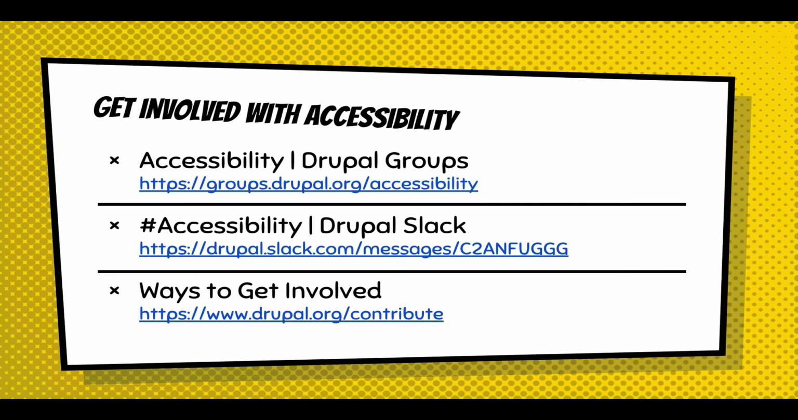So you can get involved with accessibility. There's a group on Drupal.org. There's a Slack channel that's very active. And with every Drupal person, you can just get involved in Drupal. If you're just starting out, accessibility might not be your cup of tea. And there's a main page, the contribute page on Drupal.org, where you can see different ways to get involved.